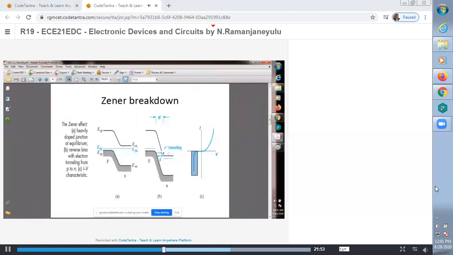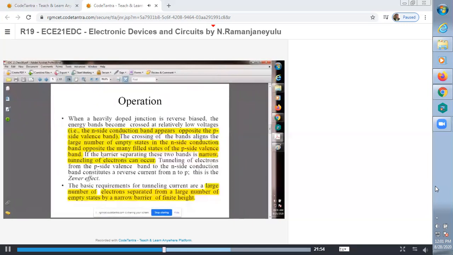Now, what are the requirements for tunneling? When tunneling happens, observe here: when a heavily doped PN junction is reverse biased, the energy bands become crossed at relatively low voltages.